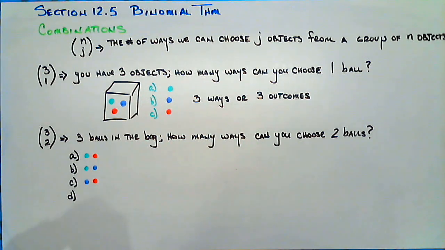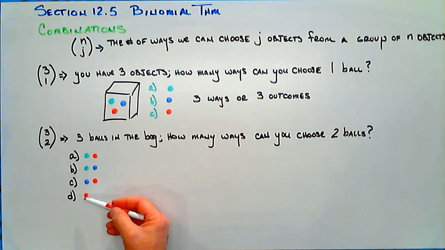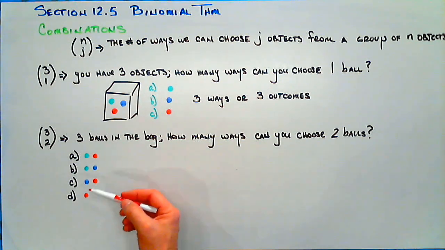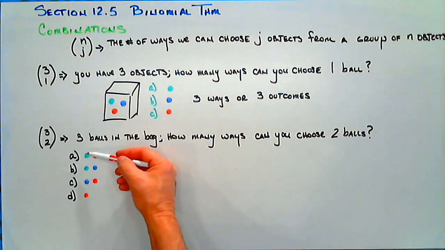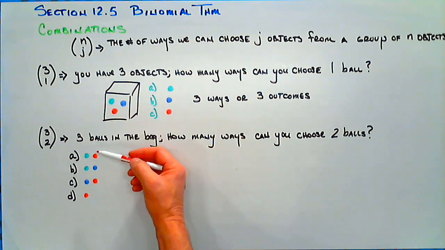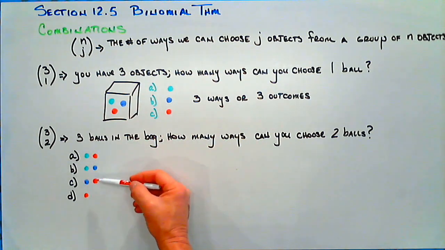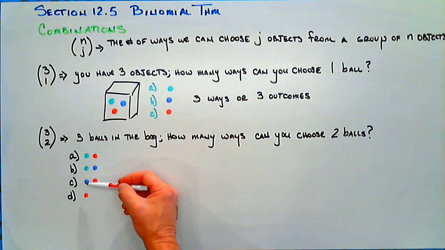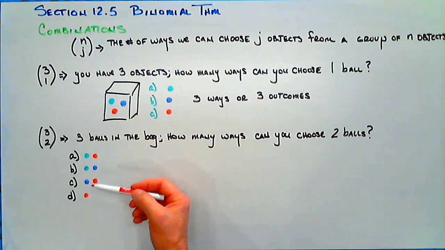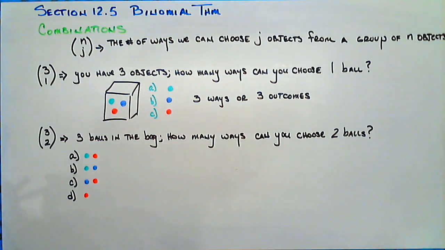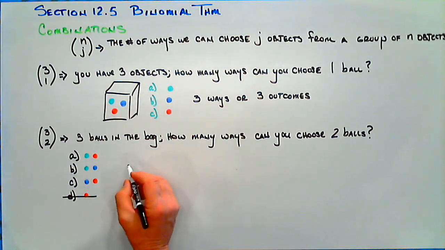What happens if we choose the red ball first? Is that going to generate any new outcomes? Well, if I choose the red ball first, I could choose the green ball, but I already have that. Red, green, I already have that. I could choose the blue ball, but I have that. Blue, red, I have that. So that's not going to give me a distinct new outcome. So the answer here is going to be three ways.